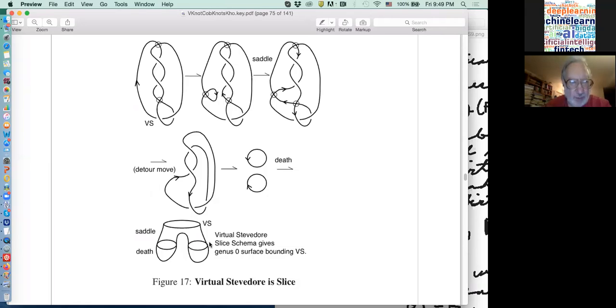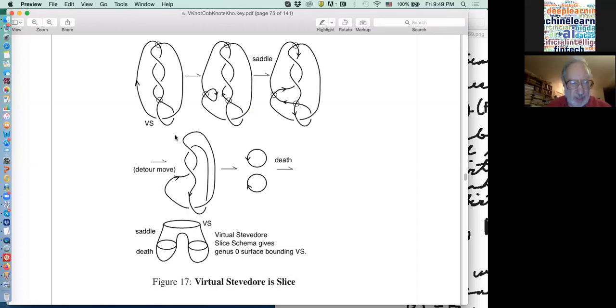If you were to use my Cipher method on this, you would find that it bounded the surface of genus 1. But we can do better than the Cipher method in this case and find out that it is slice. We say that a knot, virtual or classical, is slice if it bounds in four-space a surface of genus 0. So this is the phenomenon of sliceness.